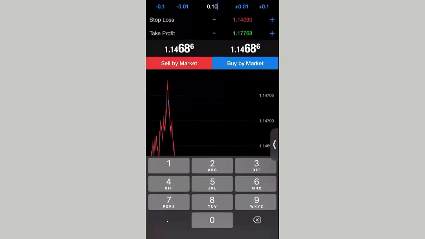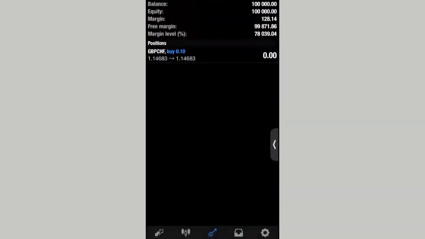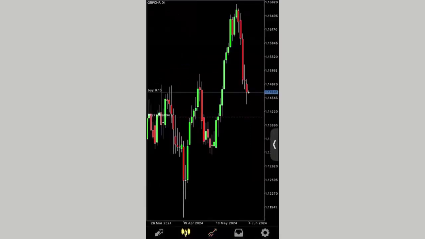So then, because he said buy now, you're gonna buy by market, which is right here, highlighted in blue. And then now you're involved in the market. And there we go. So now you're involved in the market. You have your stop loss, you have your take profit. Now you let the trade go. It's gonna go hit your take profit or your stop loss.